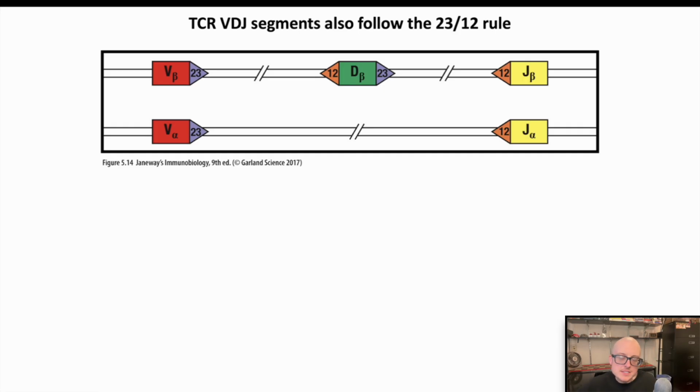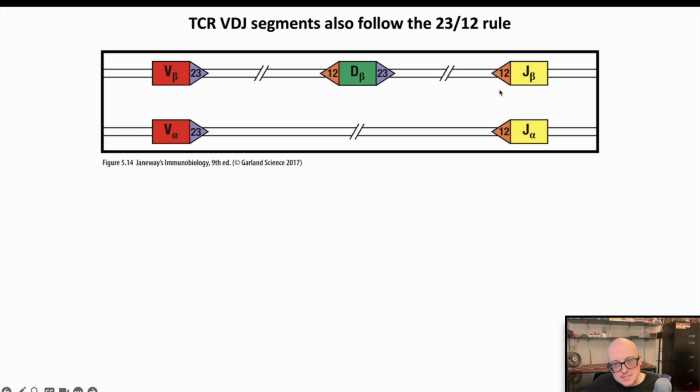But how is it in the beta chain that we always recombine D with J first, prior to recombining D with V? And also, why is it that we don't recombine V directly with J? Theoretically, that might be possible because the V segments have 23 base pair spacers and the J segments actually have 12 base pair spacers. So they are theoretically complementary to each other.